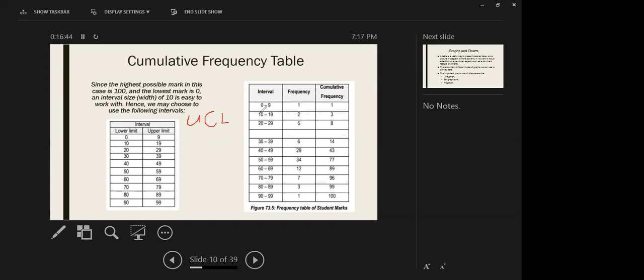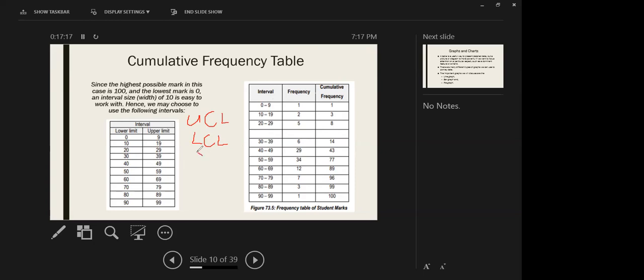Like in this case, we have got a class of 0 to 9. So the upper class limit of this particular class is 9, right? The upper class limit for the next class is 19. That is the highest number for that specific interval class, right? Then there's what we call the lower class limit. The lower class limit is the lowest number for that specific class. Like the first class, the lower class limit is 0. For the second class, the lower class limit is 10.